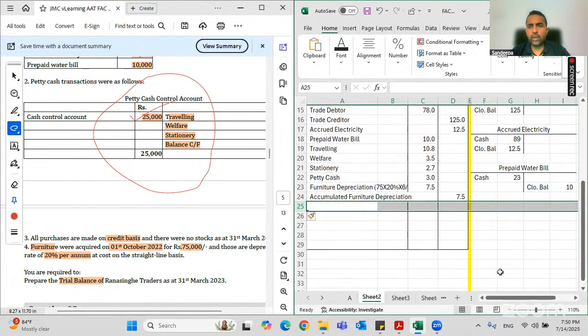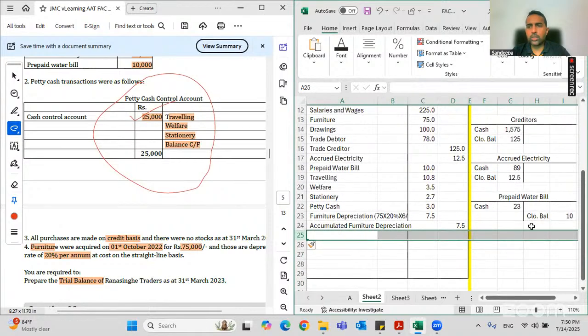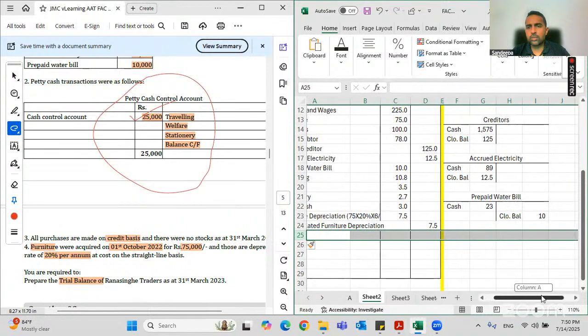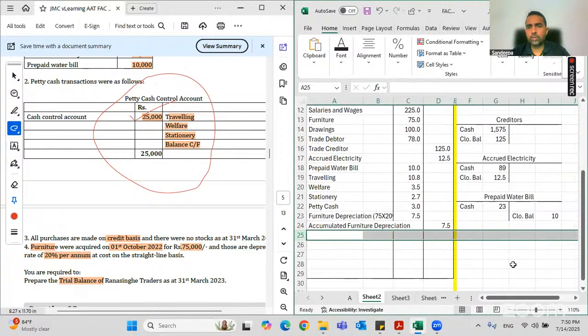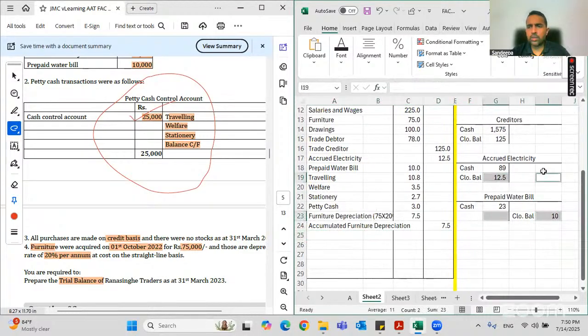Now we have almost completed. Let's close the T accounts. Right. I will start closing the T accounts.